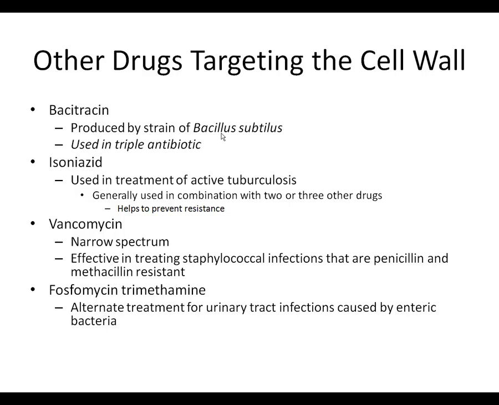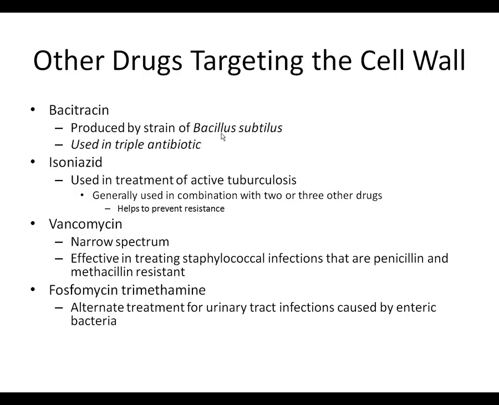Isoniazid, this is used for the treatment of active tuberculosis. A lot of times they'll take isoniazid, combine it with 2 or 3 other drugs, and this is going to help with the prevention of resistance for these drugs. When we get into the disease portion of the class, we're going to see that treatment for active tuberculosis is prolonged. It can be 6 months, 12 months. And so when you are exposed to a drug that often, the organism can become resistant. So by combining this, we can prevent that resistance.